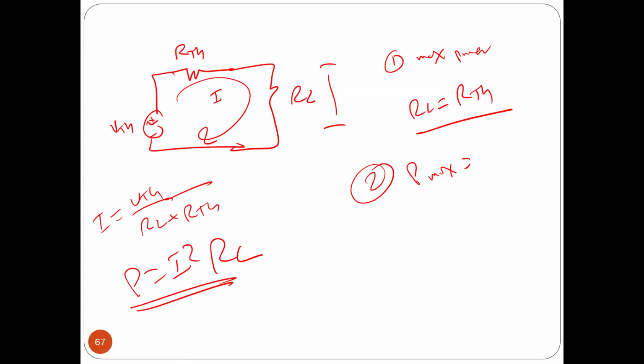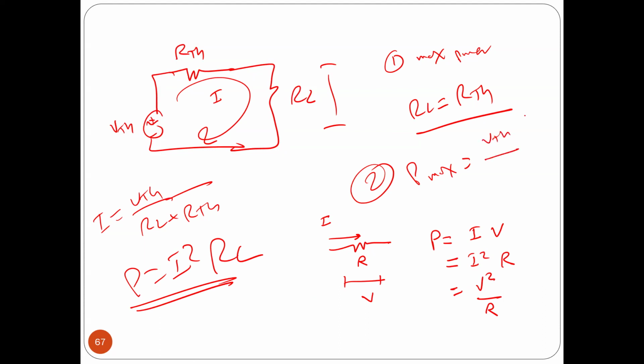So as I explained before for DC circuits, a resistance R has current I and voltage V. You can calculate the power in three different ways. Power equals I times V, or I squared R, or V squared divided by R. Whatever you use, you should get the same result. But there is a formula. I think the formula is V_Th squared divided by 4RL, something like that. There's a formula you can just use.